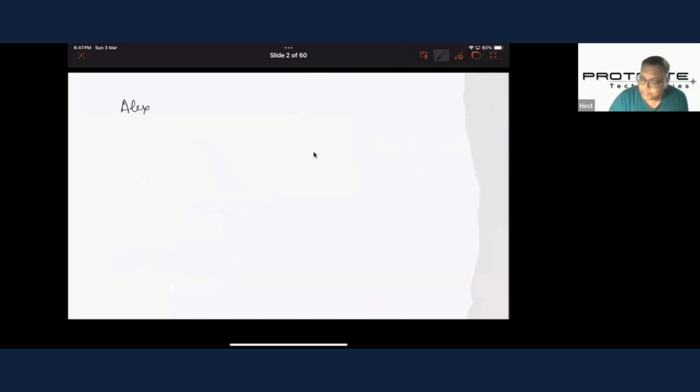Now, Alex and Bob, they both generate 2 keys. Alex's public key and Alex's private key. Similarly, Bob generates Bob's public key and Bob's private key. Clear? Step 1.